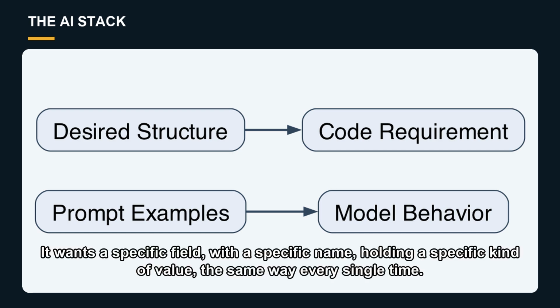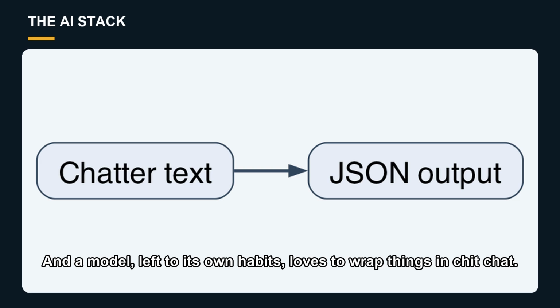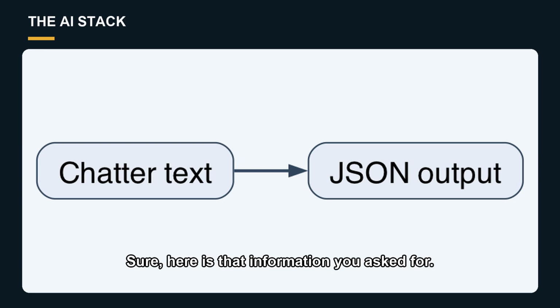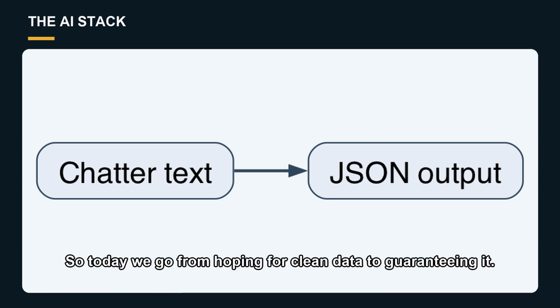It wants a specific field with a specific name holding a specific kind of value, the same way every single time. And a model, left to its own habits, loves to wrap things in chit-chat. "Sure, here is that information you asked for." That one stray sentence is enough to crash the program trying to read it. So today we go from hoping for clean data to guaranteeing it.